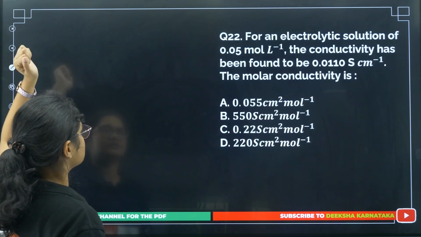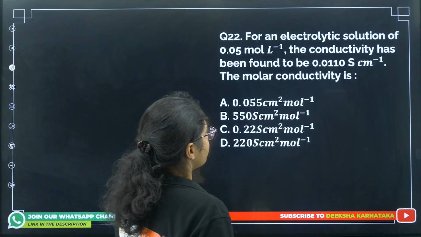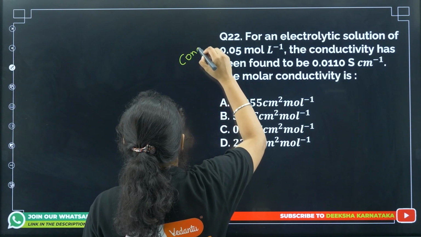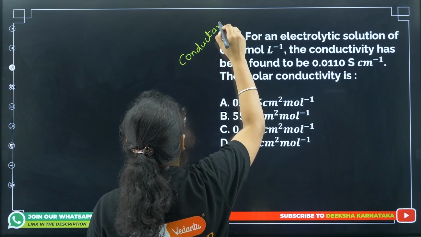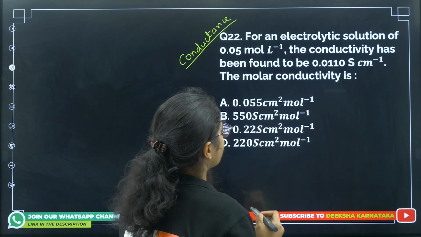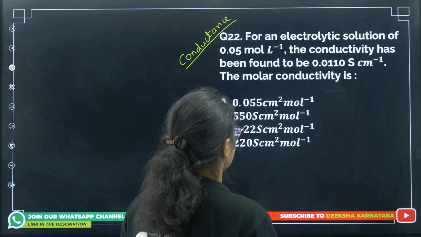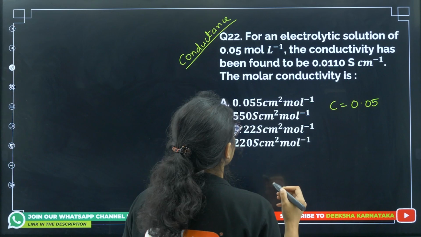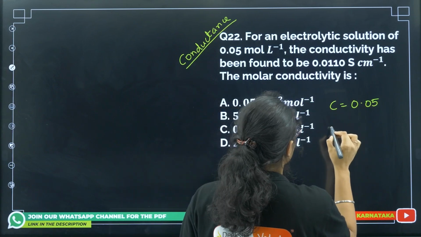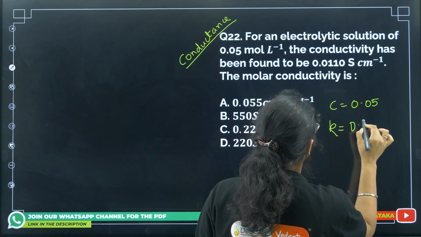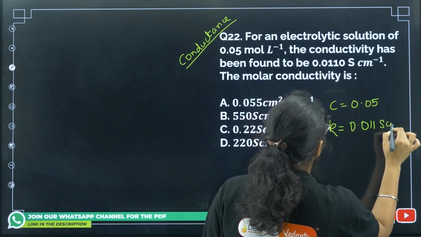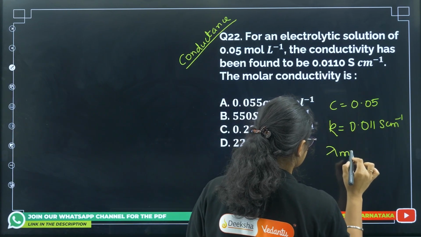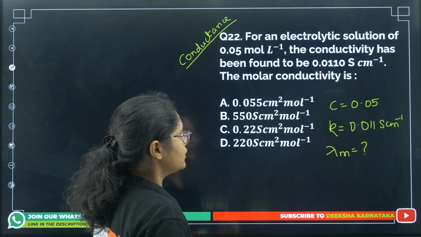Okay, let's move towards the 22nd question. This question is from conductance. For an electrolytic solution of 0.05 mole inverse, so let me write the concentration, which is given as 0.05, the conductivity, meaning kappa, has been found to be 0.011 S centimeter inverse. The molar conductivity is how much? We need to calculate the molar conductivity.